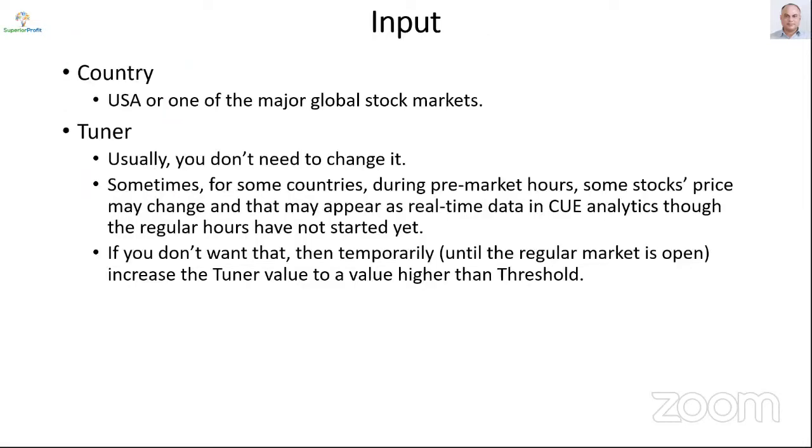Inputs: country, choose USA or any of the other major global stock markets. That's the only input. Then there is one engineering input, tuner. Usually you don't need to change it. Sometimes for some countries during pre-market hours, some stocks' price may change. That may appear as real-time data in Q analytics, though the regular hours have not started yet. If you don't want that, then temporarily until the regular market is open, increase the tuner value to a value greater than the threshold. Threshold is a value shown on the home page. Mostly only the country input field is required.